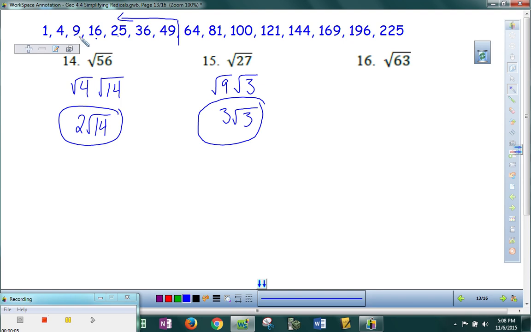Again, if you're ever questioning whether it goes in evenly, just type it in real quick, see if it does come out evenly. And in this case, the first perfect square and the only perfect square that goes in to 63 is 9. We know that 9 times 7 will give us a 63, and the square root of 9 is 3. This doesn't break down, so all we have to do is drag it down.